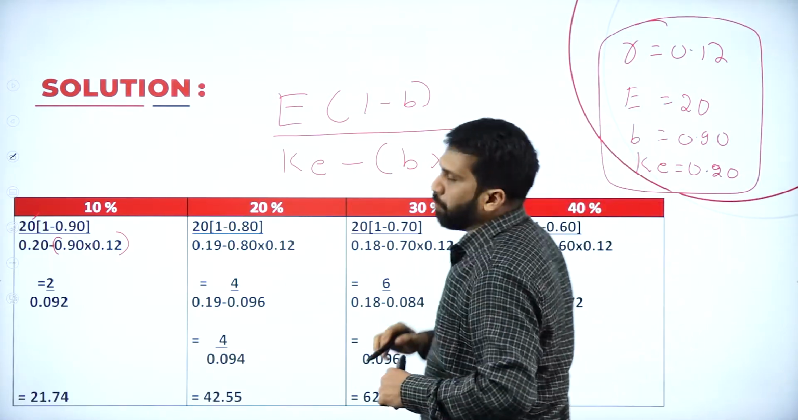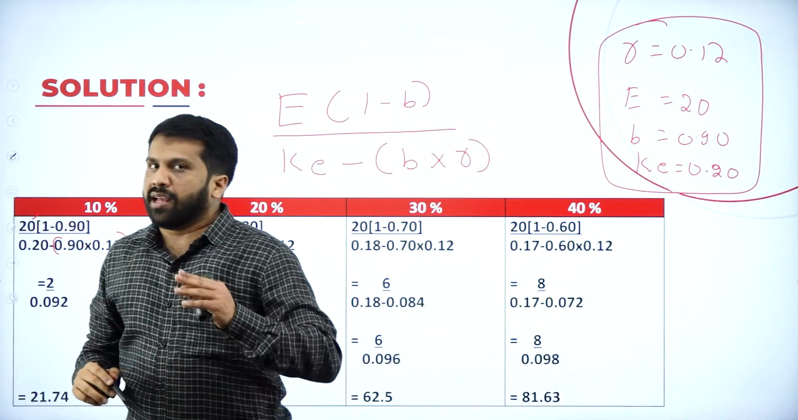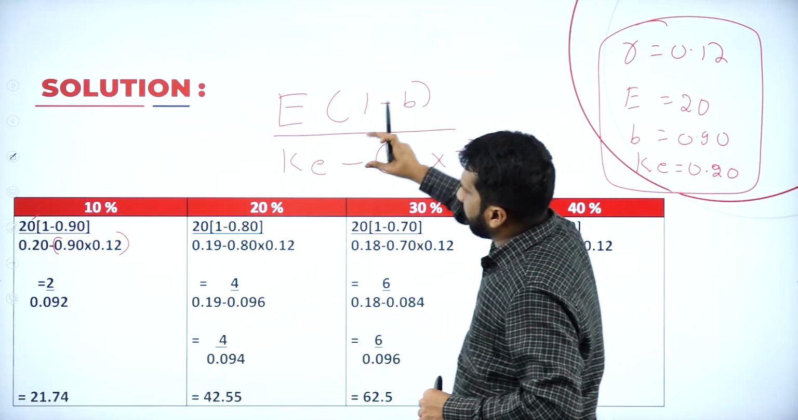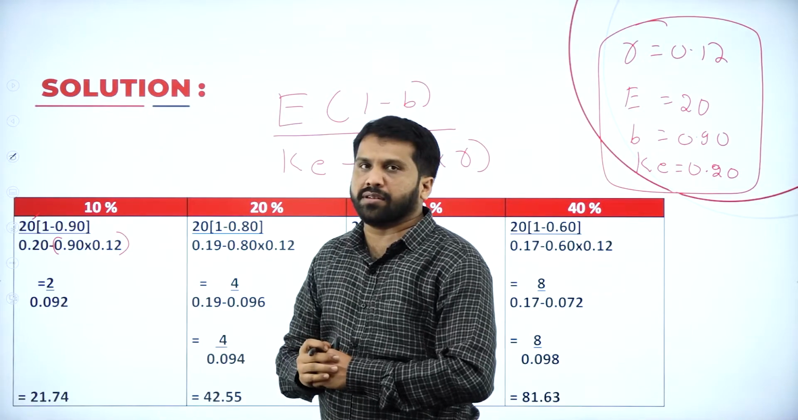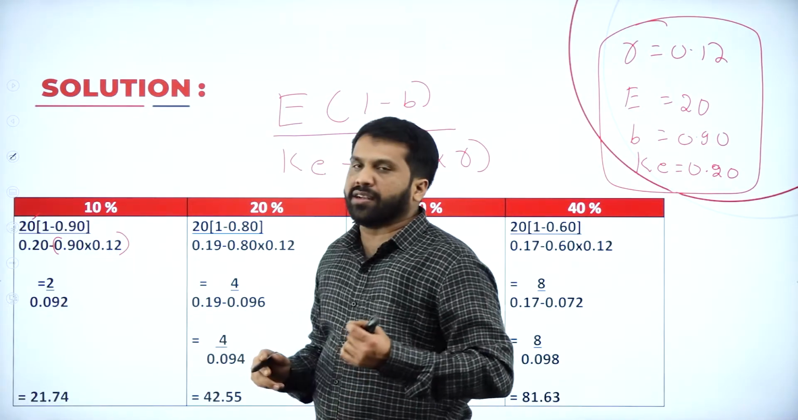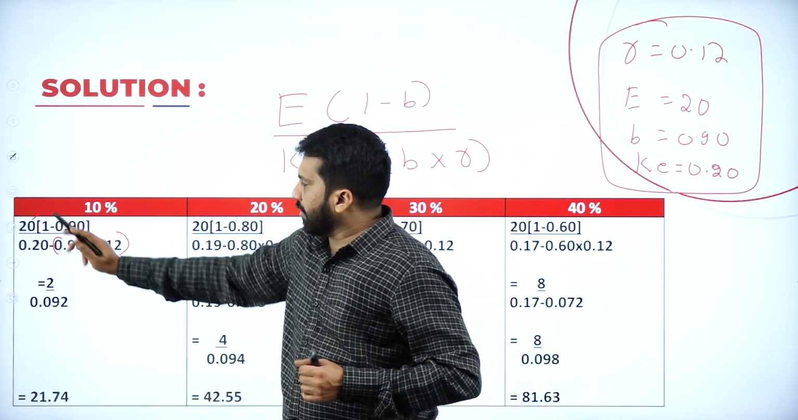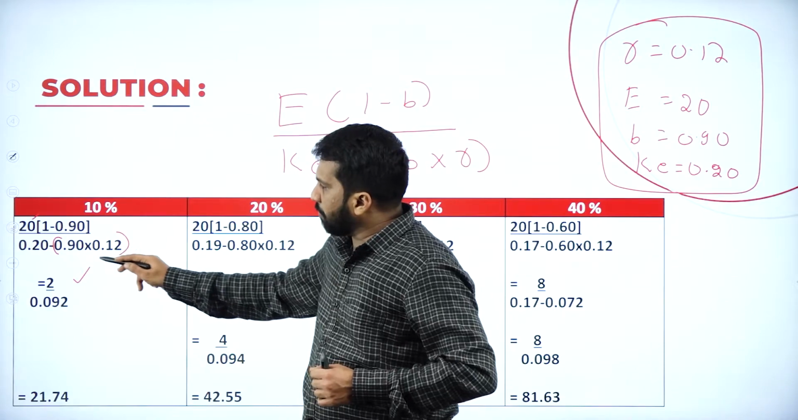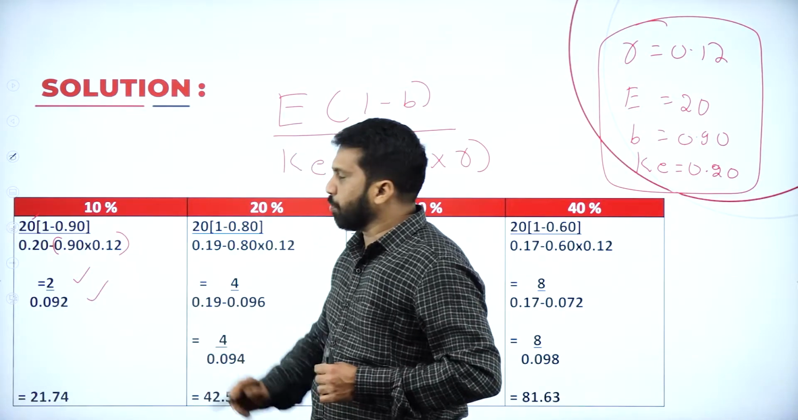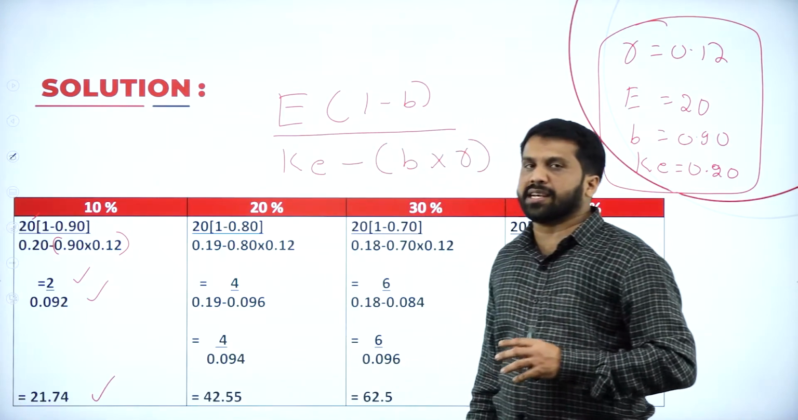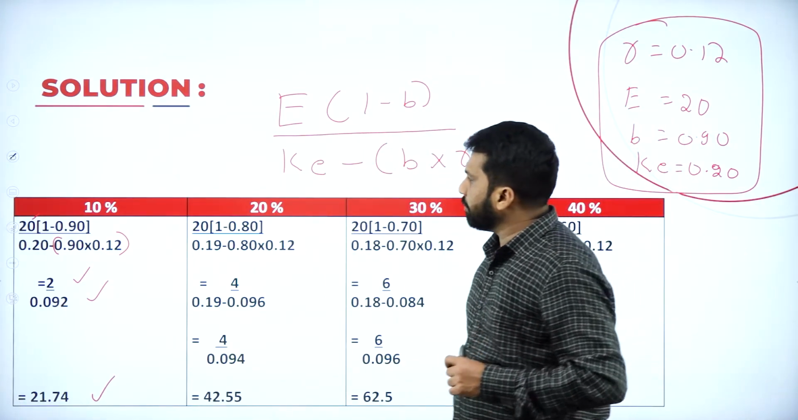So these are the informations available. For every problem, similarly, whatever is given in the formula, write down the same thing here. 1 minus 0.90, you will get 0.10 into 20, you will get 2 rupees. Calculate the denominator, multiply and subtract, you will get 0.092. Your final answer is 21.74.